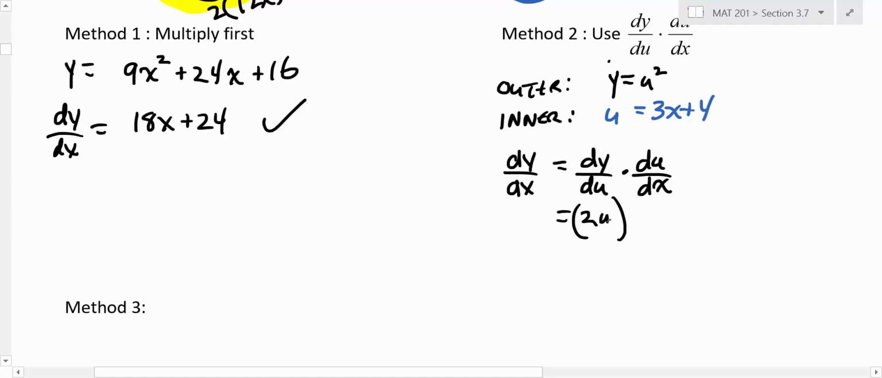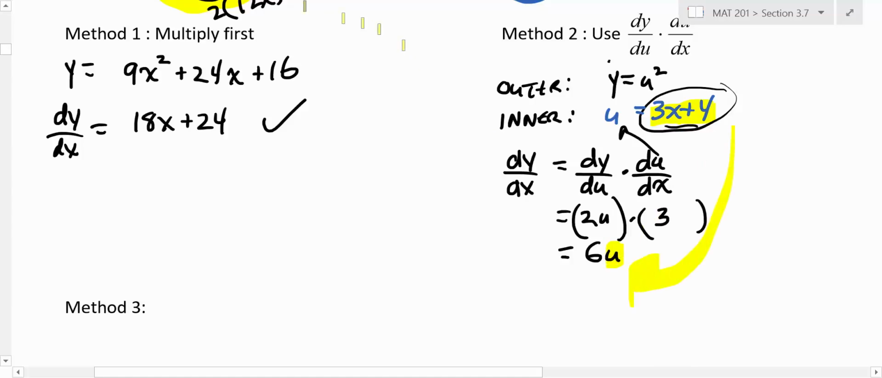2u, good. Now you're going to multiply that by the derivative of u with respect to x. You know that too. What's the derivative of 3x plus 4? 3. So you get 6u. But that's not the answer because you've got to plug back in u. The inner function, the u, is that thing, so it plugs back in like that. So what you would get is 6 times 3x plus 4. That would be the derivative in a factored form.